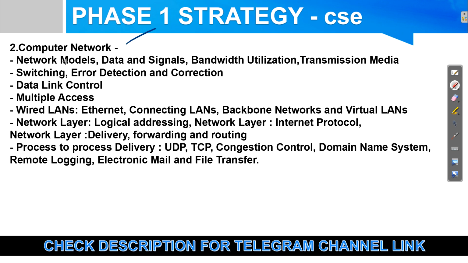Computer network: model, data signal, bandwidth utilization, transmission media, then switching, error detection and correction, data link control, multiple access. Okay. Then wired LAN, Ethernet, connecting LAN, backbone network, virtual LAN, and then all your computer network starts here. That is all the layers, and you need to study them in a detailed manner. Okay, which device works on which layer, what are the protocols of each layer, everything. That is your whole computer network. Each layer, that's 7 layers, in very much detail.